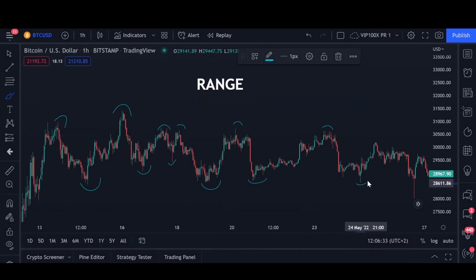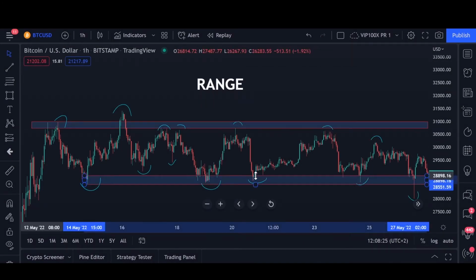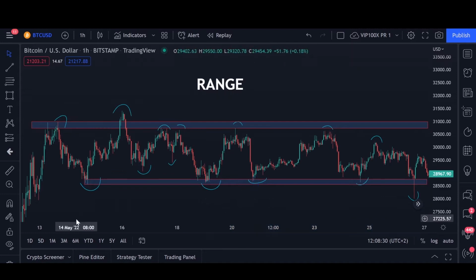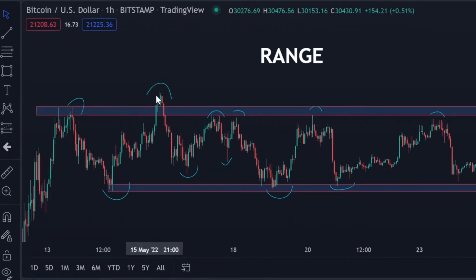In the previous video, we saw how to draw support and resistance in a ranging market. But what happens when we are in a trending market? Stay until the end of the video if you want to know how to draw and trade support and resistance in a downtrend.